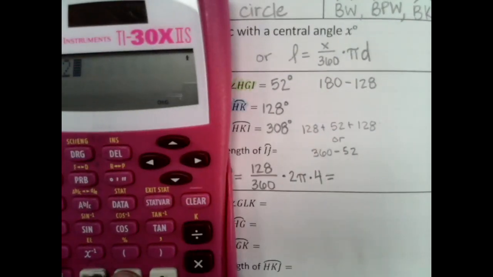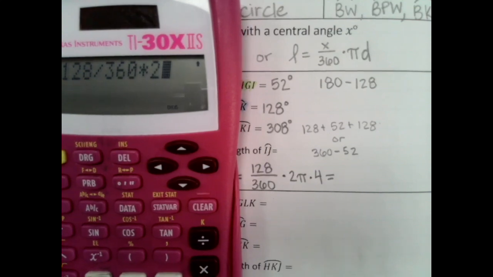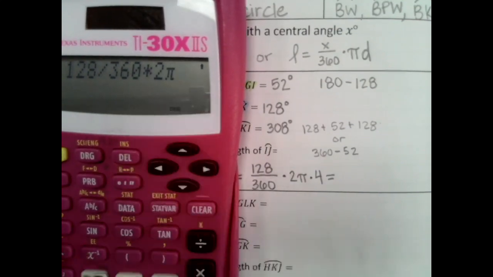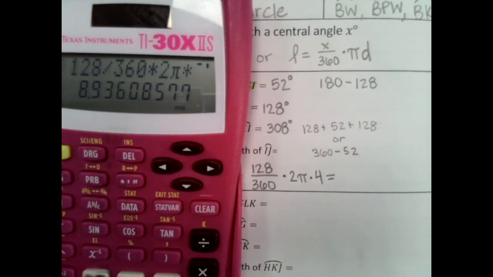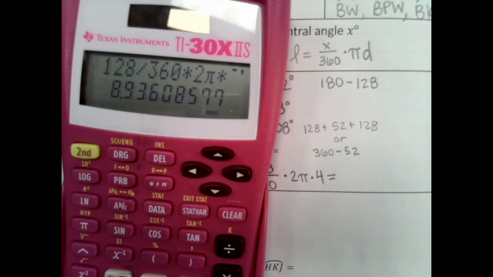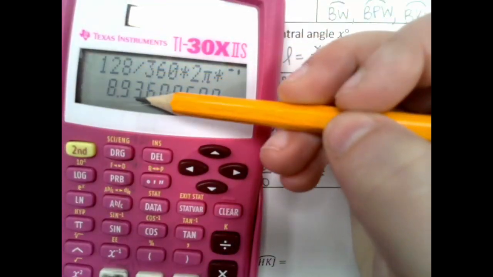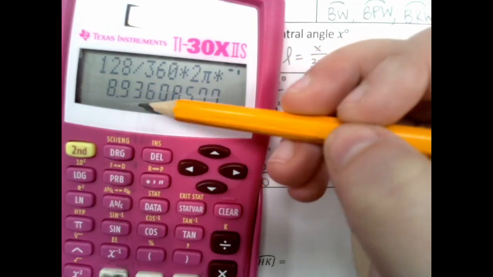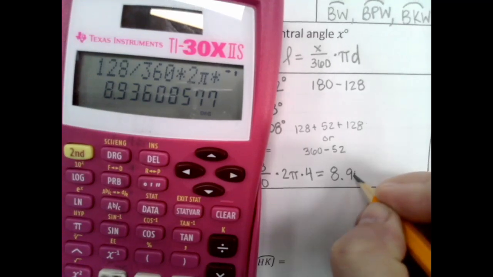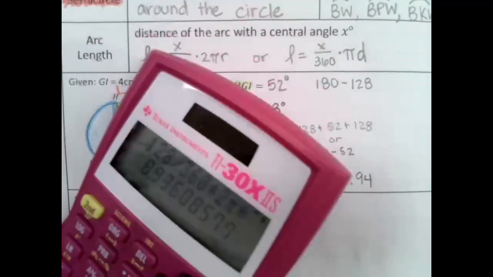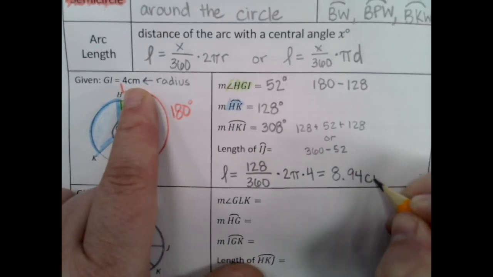I'm going to throw that in my calculator. 128 divided by 360 times 2 pi. Don't forget to use that pi button. That will help get you the most accurate answer. Times 4. Okay, we're going to round to the nearest hundredth, 2 decimal places. So is it going to be 8 and 93 hundredths or 8 and 94 hundredths? 94, good. And what are we measuring it in? How was our length measured? It's good, centimeters.